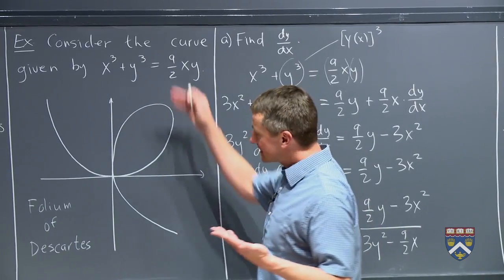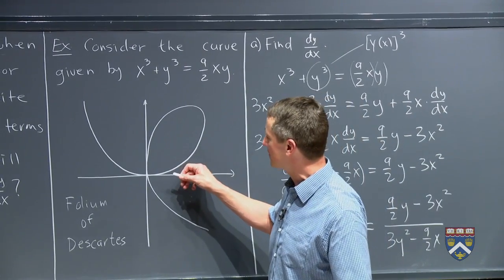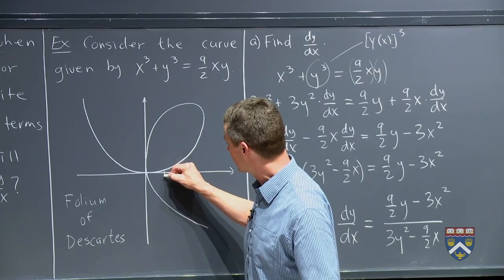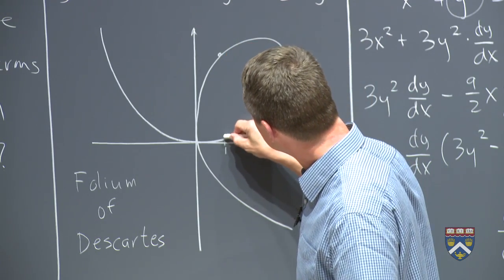One thing to notice: is this a function? No. This does not pass the vertical line test. For example, if x equals 1 here, trust me, that x equals 1 is around here, we have 3 different y values on this graph.